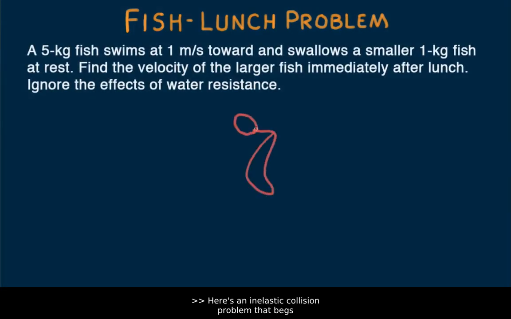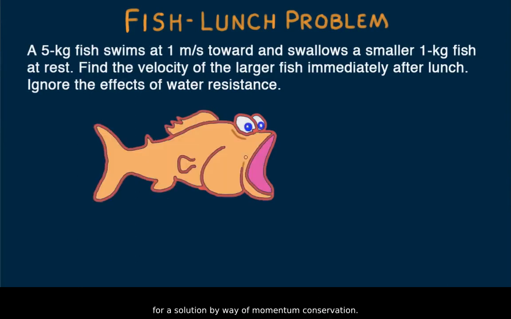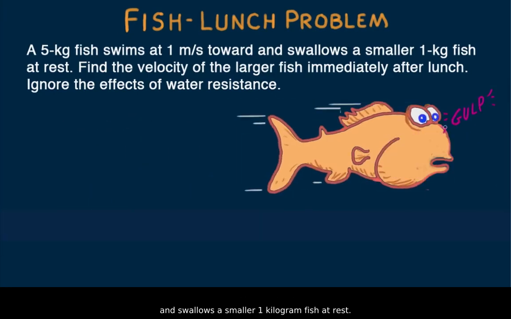Here's an inelastic collision problem that begs for a solution by way of momentum conservation. A 5-kilogram fish swims at 1 meter per second toward and swallows a smaller 1-kilogram fish at rest. Find the velocity of the larger fish immediately after lunch. Ignore the effects of water resistance.